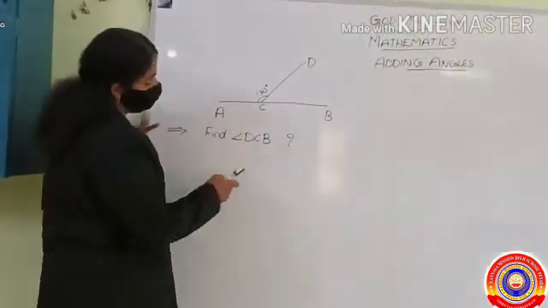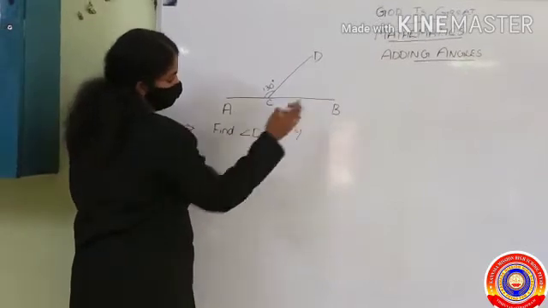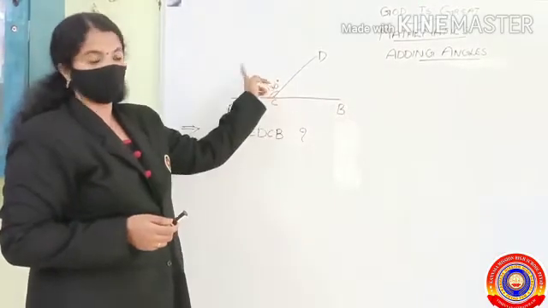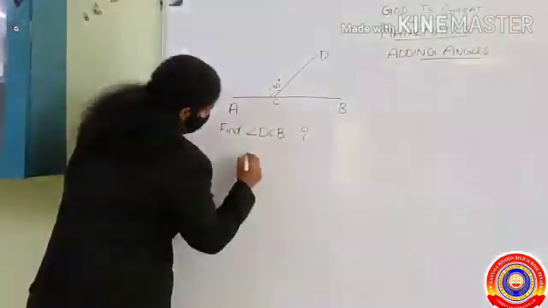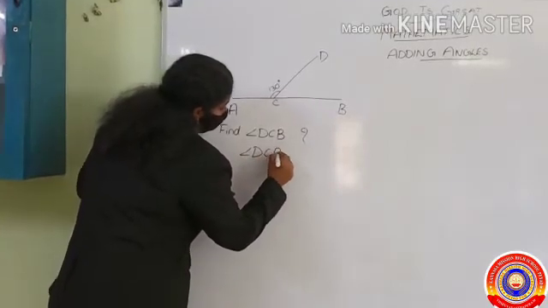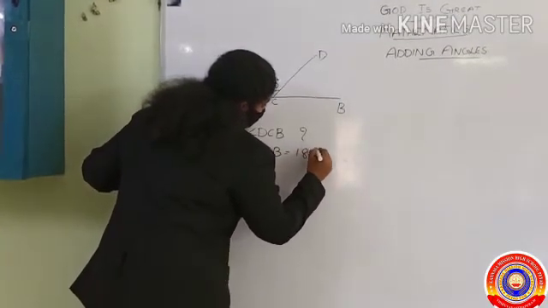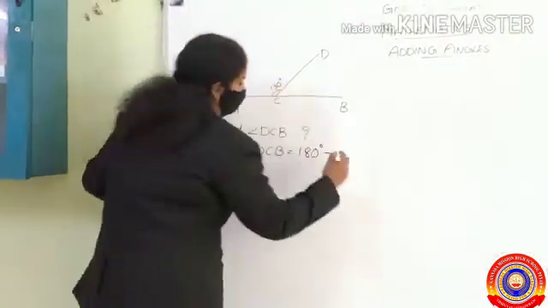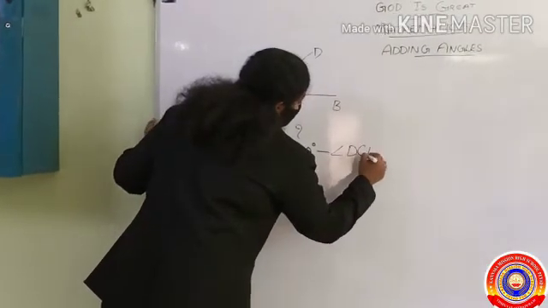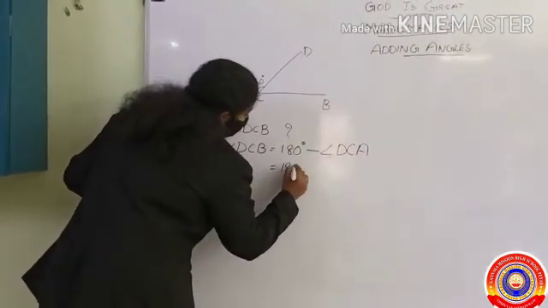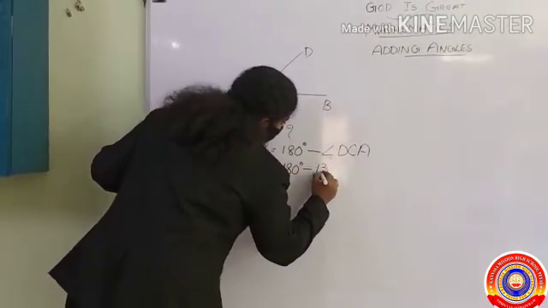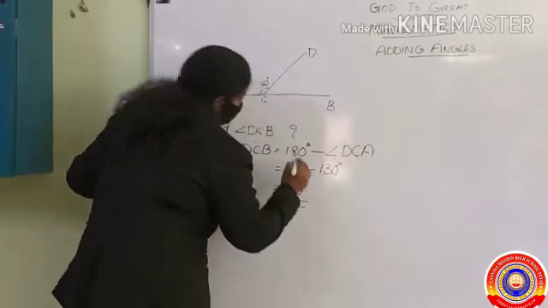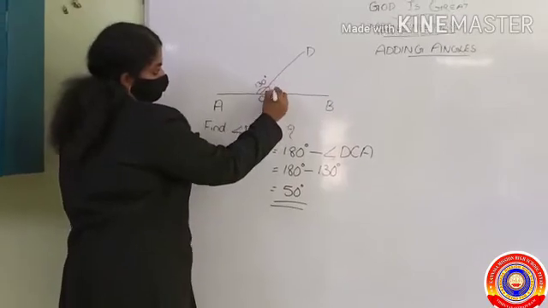Here in this figure, one angle is given. We want to find the angle DCB. For finding angle DCB, we know that the angle on the both side of the line must be 180 degree. So, angle DCB is equal to 180 degree minus the angle given. What is the angle given here? Angle DCA. So, 180 degree minus angle DCA is 130 degree. 180 minus 130 degree is 50 degree. So, we got the angle here is 50 degree.